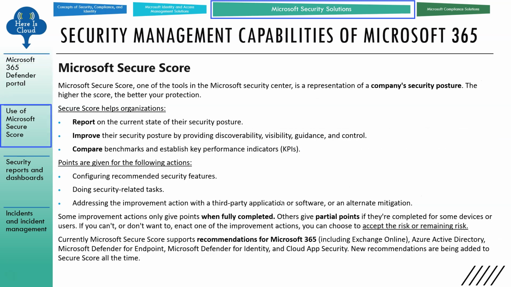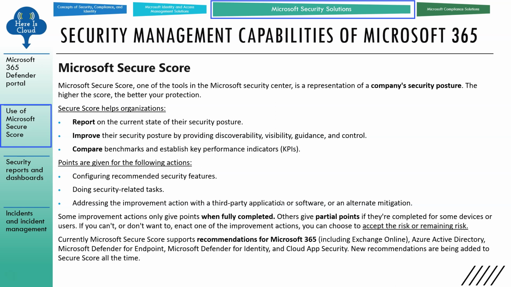Now earlier we talked about Azure Secure Score. Now here we are going to talk about Microsoft Secure Score. It's one of the tools in Microsoft Security Center, which is a representation of a company's security posture. The higher the score, the better your protection. It helps organizations report the current state of their security posture, improve their security posture by providing discoverable visibility, guidance and control, and compare benchmarks and establish key performance indicators, KPIs.